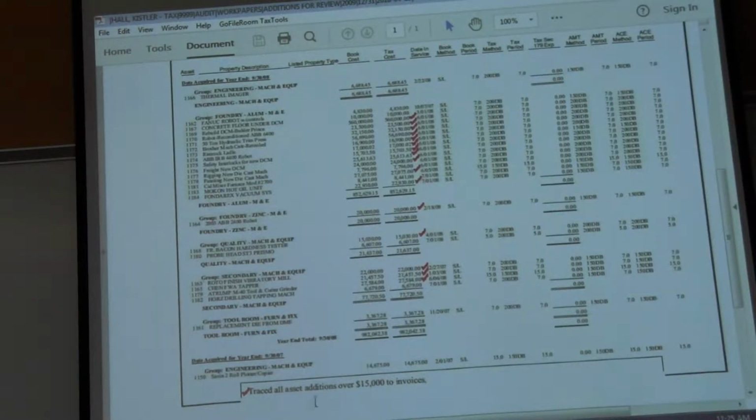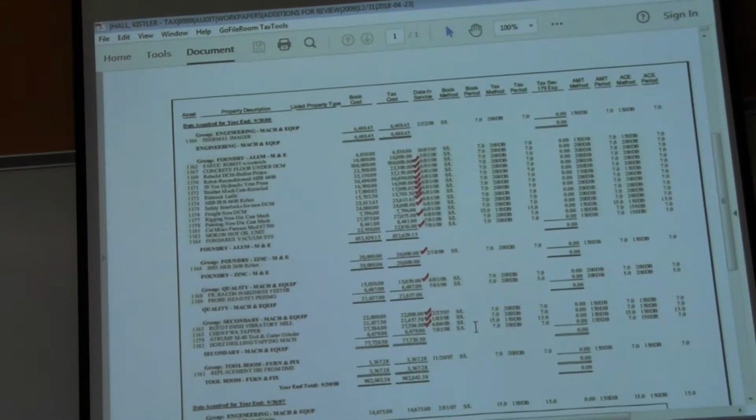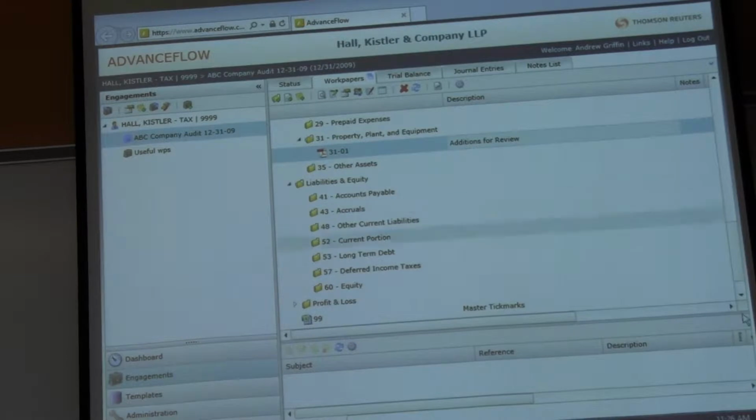We decided we're going to trace everything over 15,000. We could trace everything if we deem it necessary, but a lot of times we might say, what we traced covered 80%, so that's close enough. Unless there's additional risk, in which case we need to do everything. I don't think we have any other work papers.